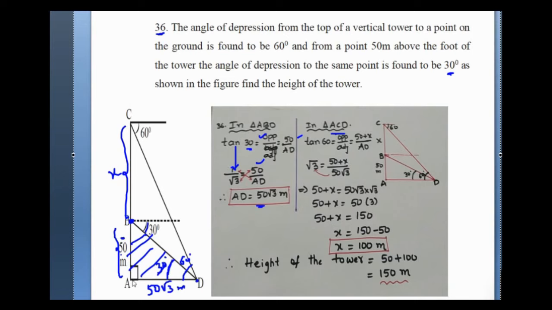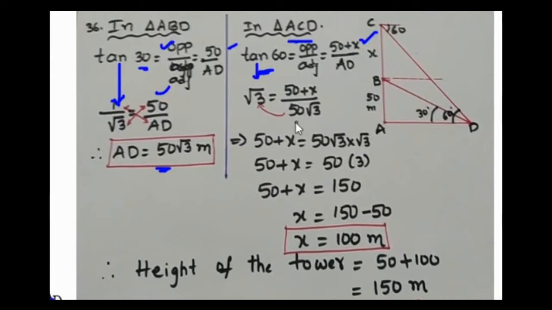Now we will take the bigger triangle ACD. Similarly, we have to take tan 60 because the angle is 60. Why do we take tan 60 only? Because we have to find the height of the tower. Opposite by adjacent is the formula for tan 60. So opposite is AC, which is nothing but 50 plus x. That is the reason why I have taken 50 plus x. And adjacent side is AD. So we replace the AD value as 50 root 3. Tan 60 is root 3, so root 3 equals 50 plus x by 50 root 3.